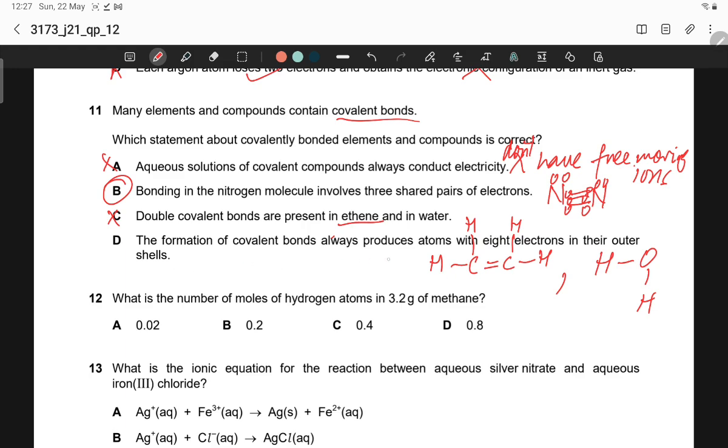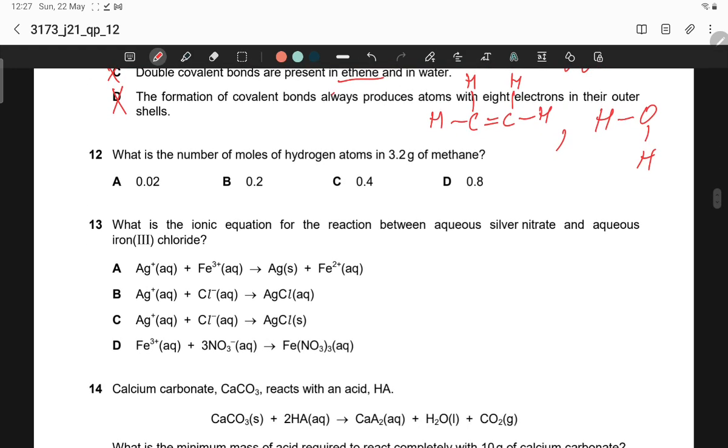The formation of covalent bonds always produces atoms with 8 electrons in their outer shells. The formation of covalent bonds does not always produce atoms with 8 electrons, because hydrogen has 2 electrons in its outer shell. So this is also incorrect.